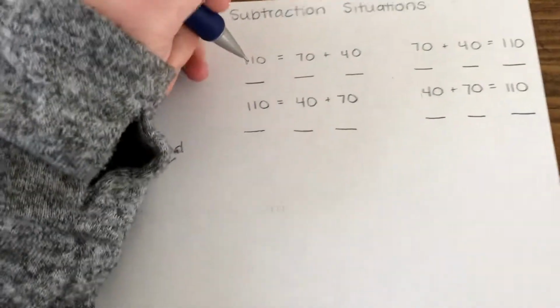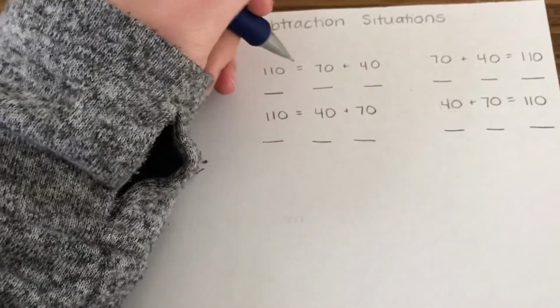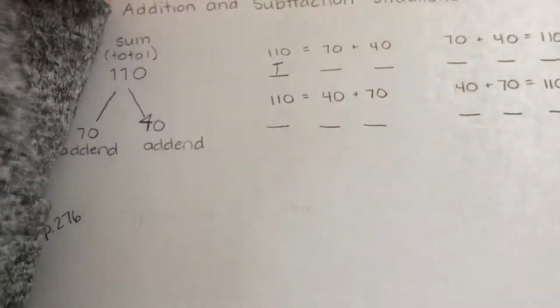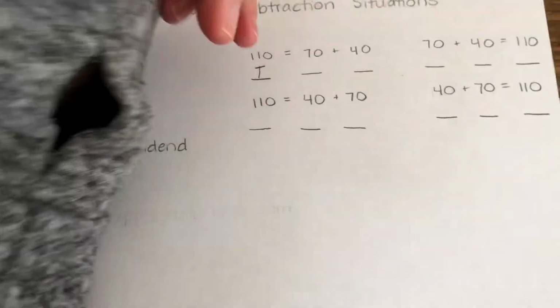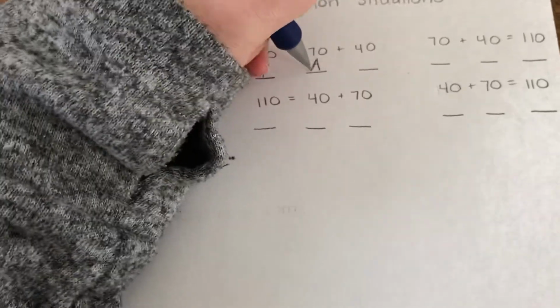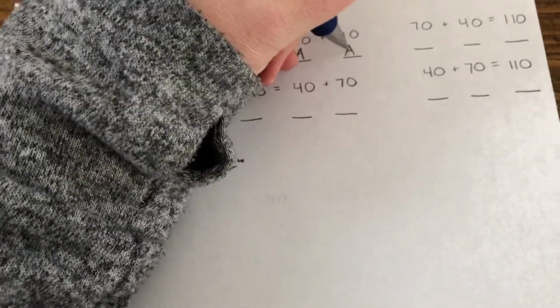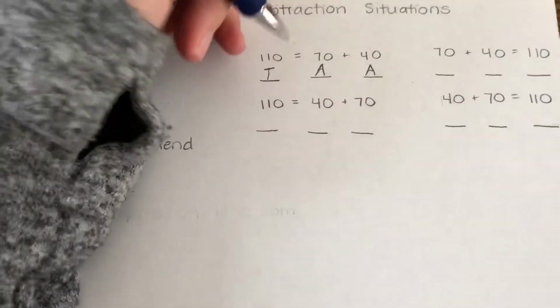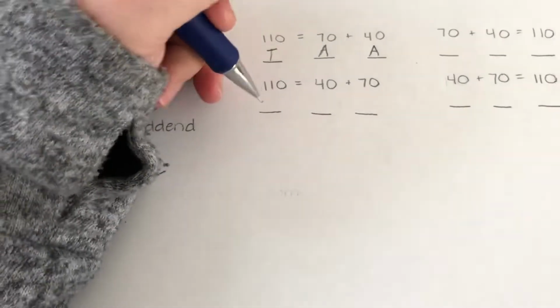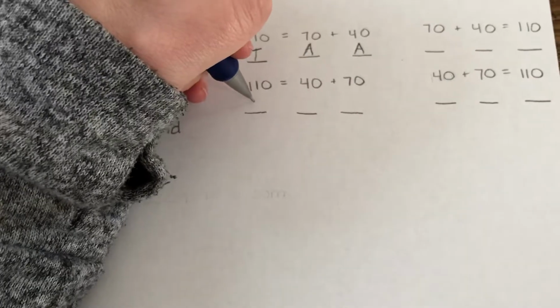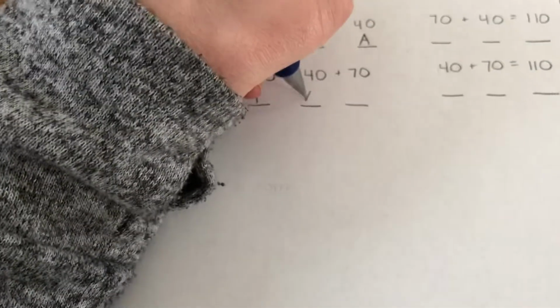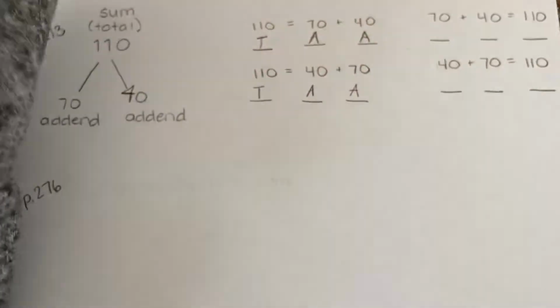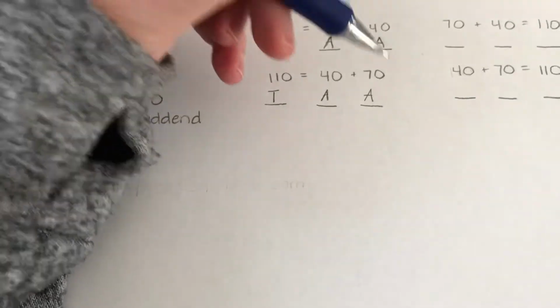So if we look at this one here, 110 equals 70 plus 40. 110 is the total. So I'm going to put a T for total. Okay, 70 is an addend. So I would call that an addend. And 40 is also an addend. So in this case, T equals A plus A. Okay, if I look at the one below, I notice the same thing. This is a total, and this is an addend and an addend. So T equals an addend and an addend.